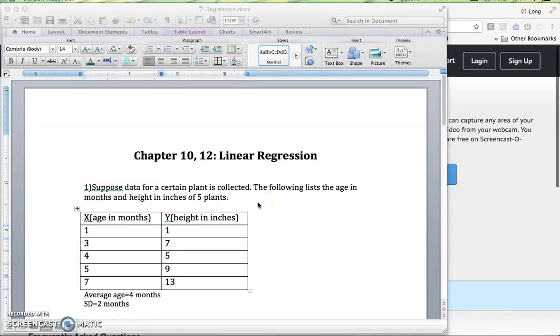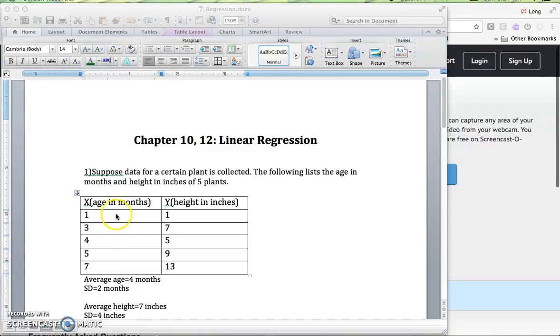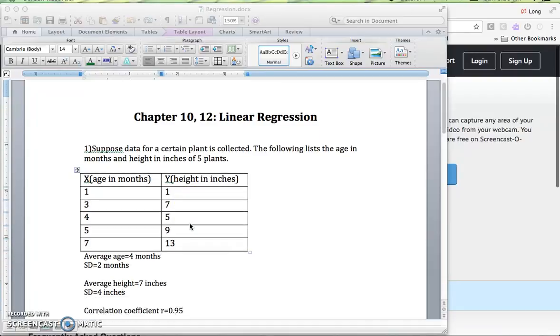Hi, this is chapter 10 and 12 on linear regression. So here's an example. Suppose that we have data for a certain plant, and we have here the age in months and then here's the height in inches. Say these are 5 plants, and we want to find out the correlation between these data, and we want to apply linear regression to model this set of data.